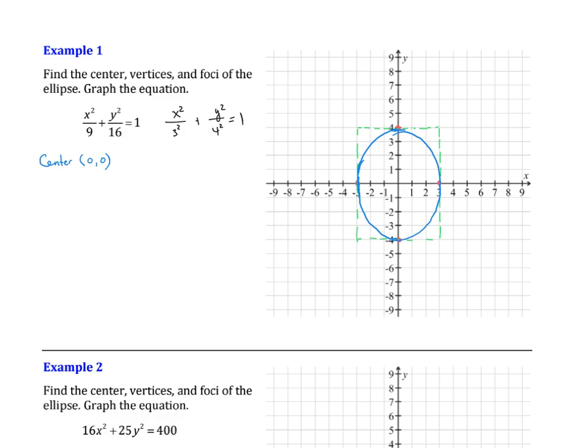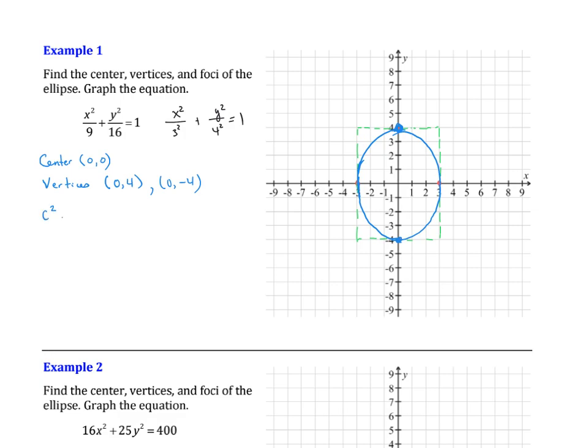Now, your vertices are found on the longer axis. So we're going longer up and down instead of left and right. So our vertices are 0, 4 and 0, negative 4. So we have our center, we have our vertices. Now we have to find our foci.